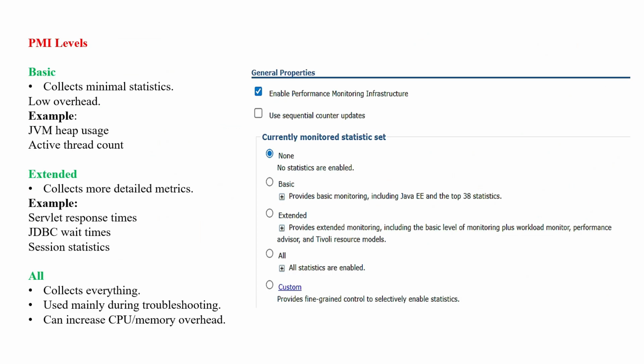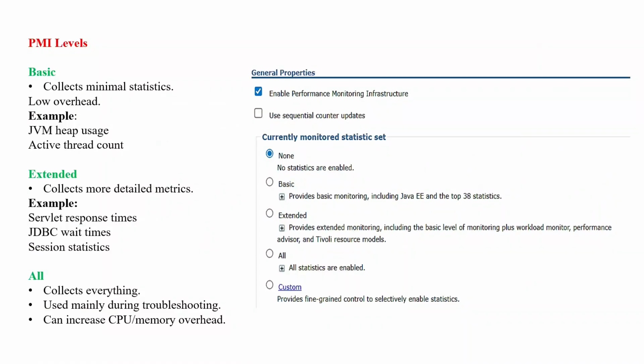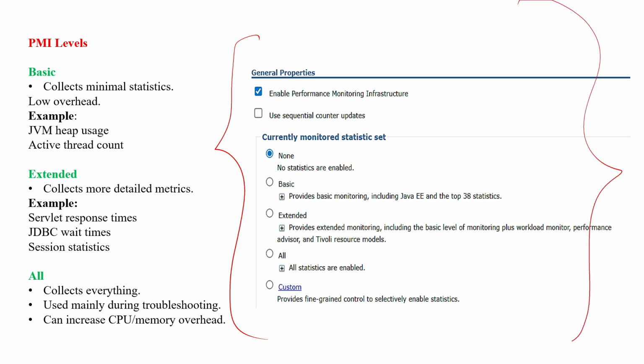Okay, so now when we say the PMI level, hope it is clear to you what the performance monitoring infrastructure is. Now let's talk about these levels, right? Because level is very important, and what level of data PMI is going to generate. So this is a screenshot from WebSphere. I will show you during the execution as well. This is inside the PMI.